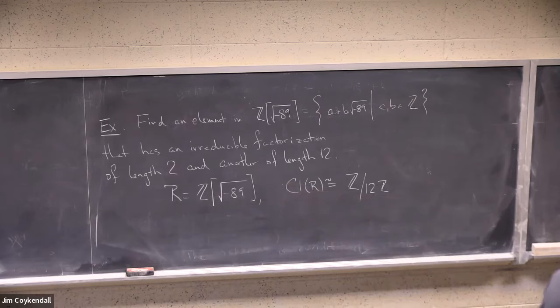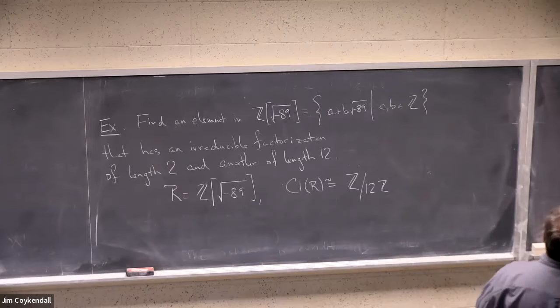Can anybody tell me why the existence of an irreducible factorization of length 2 and another of length 12 is assured? In fact, this is a consequence of the way the Krull theorem works. The class group is isomorphic to Z/12, and then it's going to have an element of order 2 and an element of order 12. You do the same thing as you did before, where you take the element of order 12 and its inverse. You can take the power.